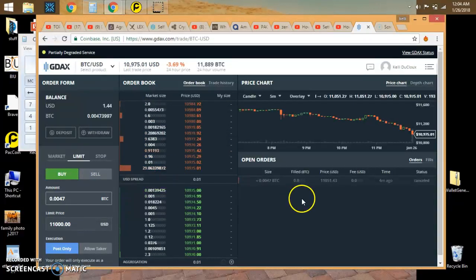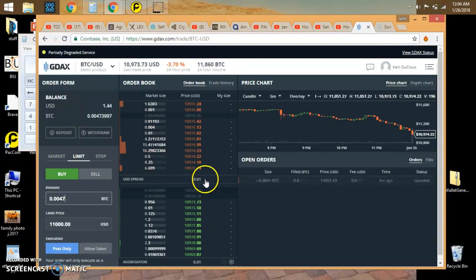Alright, and this right here, this is where the action is really happening. All these are orders that are waiting, but this is where you see the action happening. So that again is what they call a market price. Everything is happening right here.